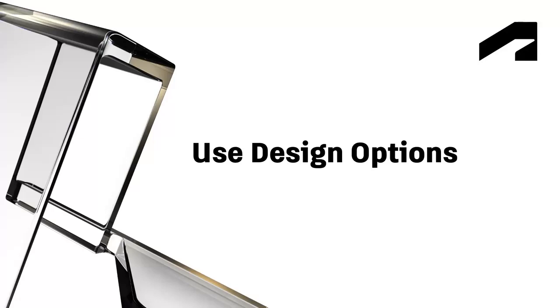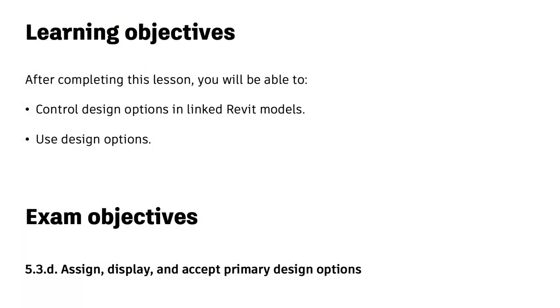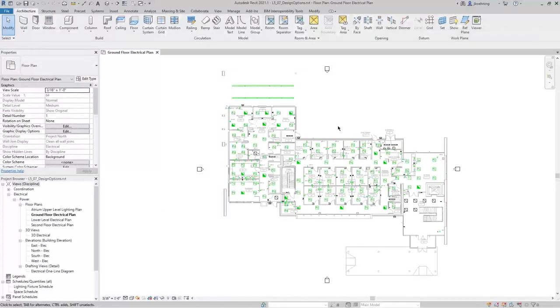In this video, we will cover controlling design options in linked Revit models and using design options. Design options allow you to model various design alternatives in a single Revit project. Typically, architects use design options on a regular basis, and for that reason, it's important to understand how to control design options in a linked architectural model. Let's take a look at how this works.